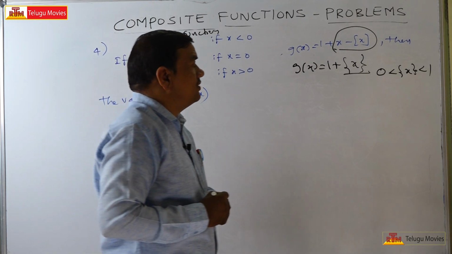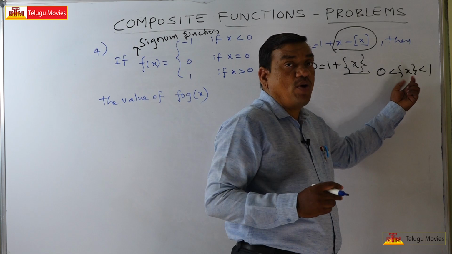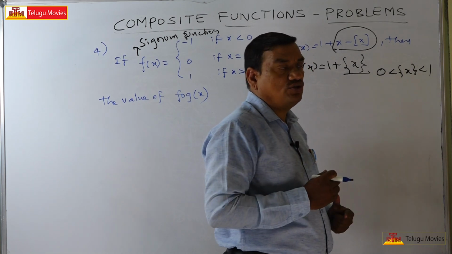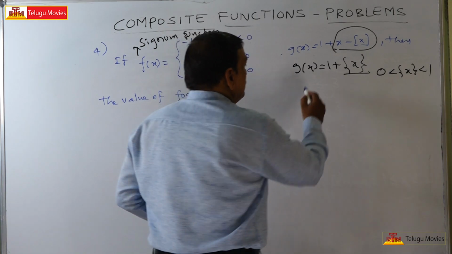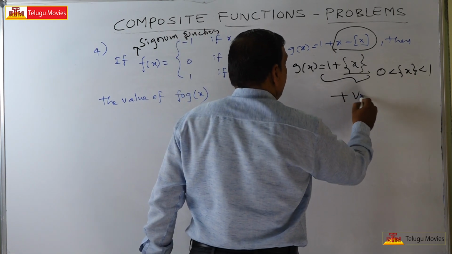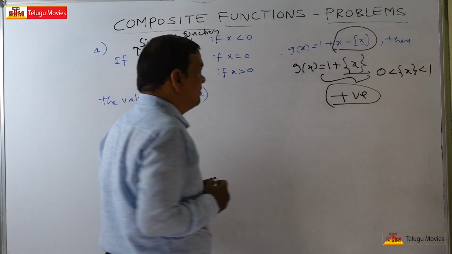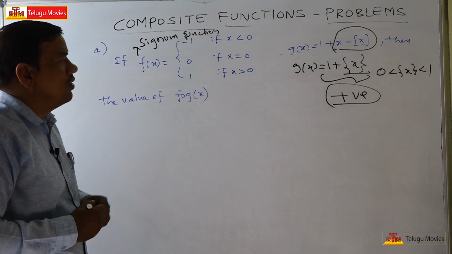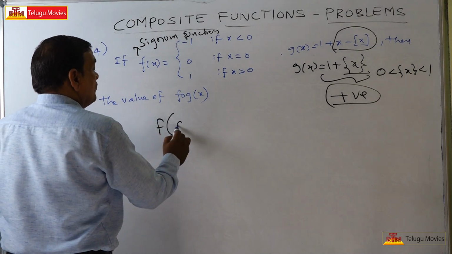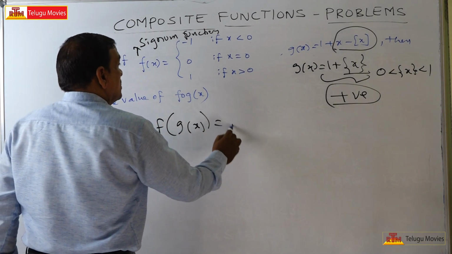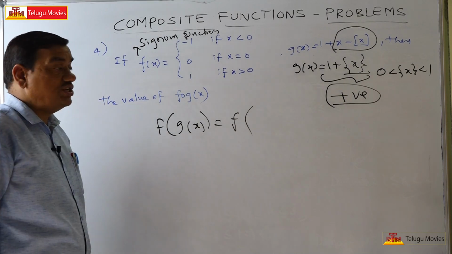Okay now. 0 to 1 means what? It is a positive value. Already 1 plus means it is positive. On the whole, g of x is a positive value, whatever may be that. 1 plus positive, on the whole, is positive. So take this problem now: f of g of x.